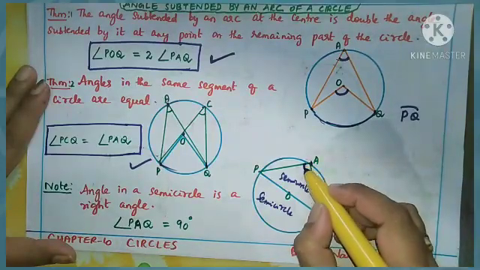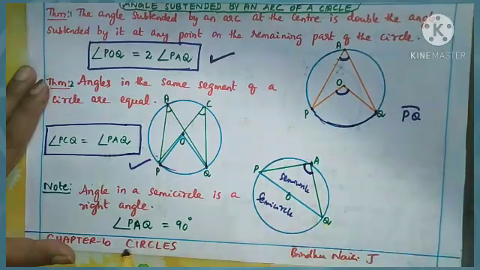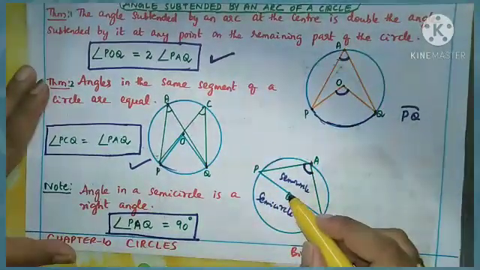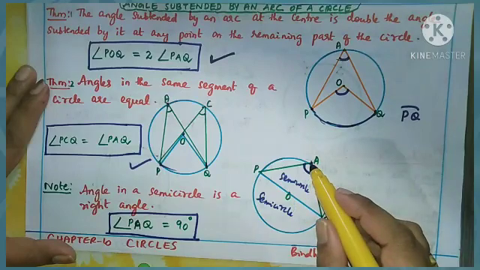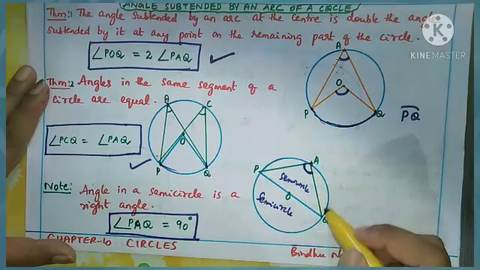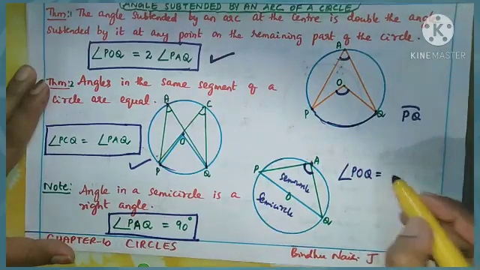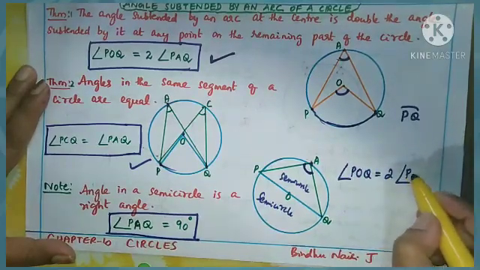Okay, this angle formed on the semicircle is equal to 90 degrees, that is, a right angle. How? Because we studied as per the first theorem, the center angle is double the angle at any point on the remaining part of the circle. That means angle POQ is equal to double of angle PAQ.